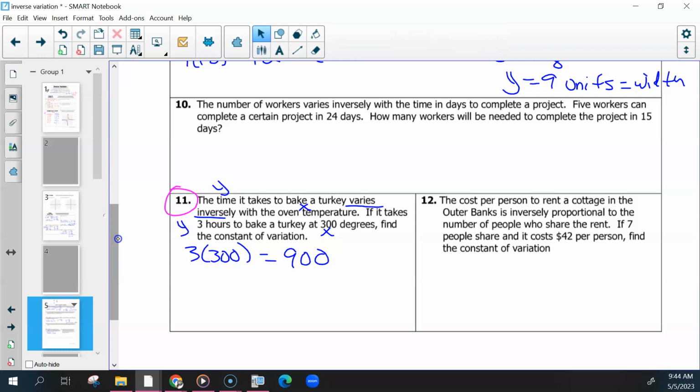Do we have any questions in general on direct or inverse variation? I tried to go through that as quickly as possible, but efficiently as possible, so you guys would have a little bit of time to work on Khan Academy. So the remainder of time is yours to work on practice or Khan Academy.